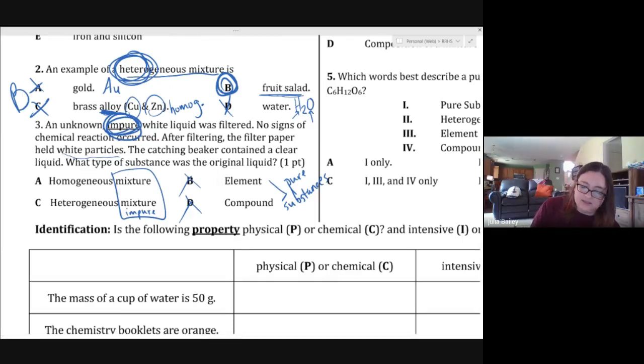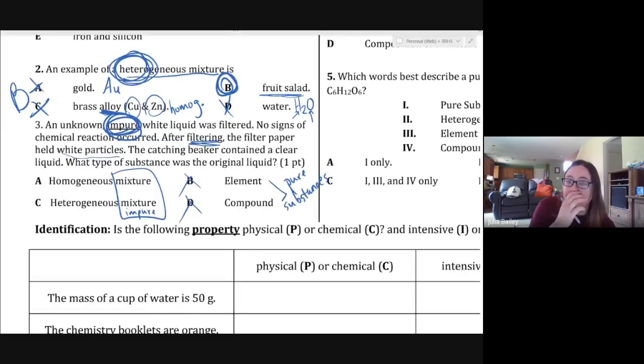So we look again and it says that they filtered it. Filtering, remember, is a type of physical separation. Let me rephrase. Physical separation is the only way you can separate pieces of a heterogeneous mixture. Physical separation won't break apart an element or a compound. So that's actually another clue that they're using filtering. That's another clue that this is one of the mixtures.